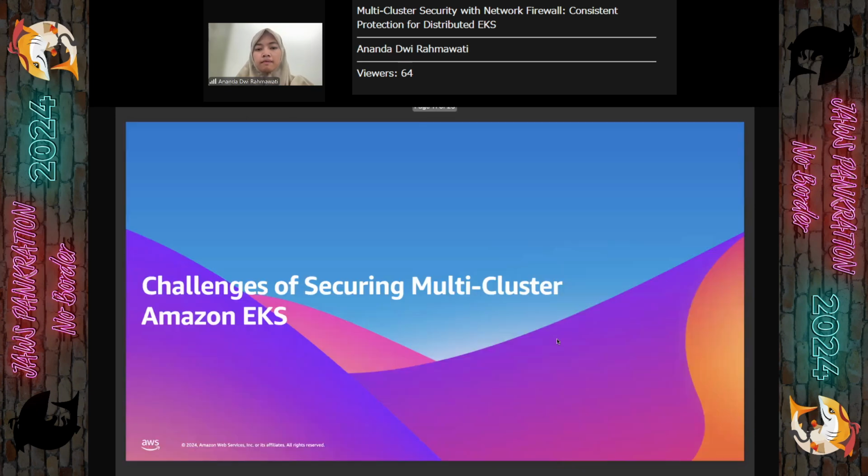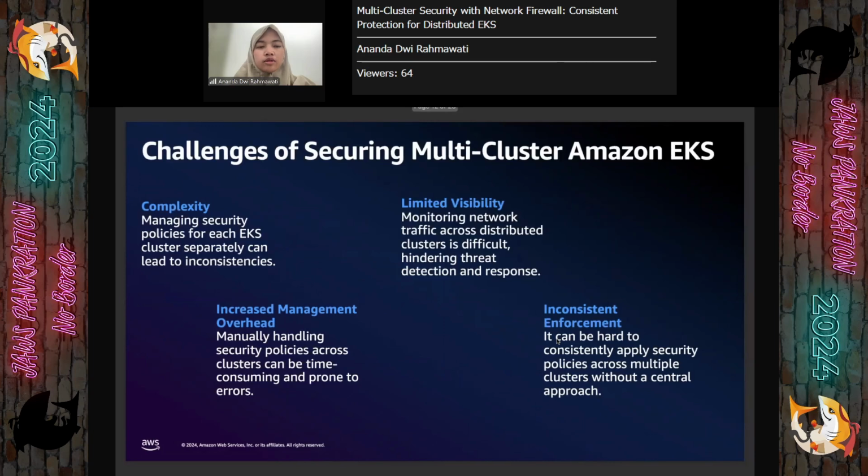And yeah, the challenge. So when we are deploying multi-cluster, there are several challenges that we may be facing at that time. So what should we do? First, complexity. Managing security policy for each EKS cluster separately can lead to inconsistency.